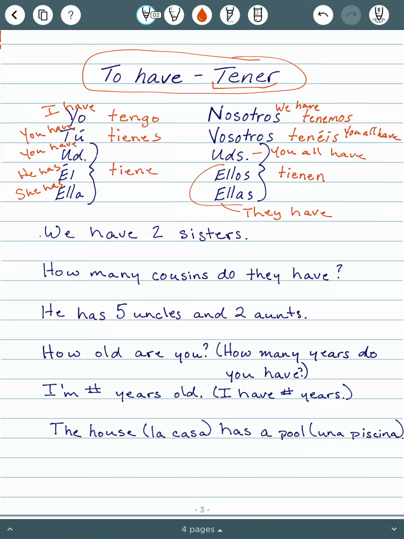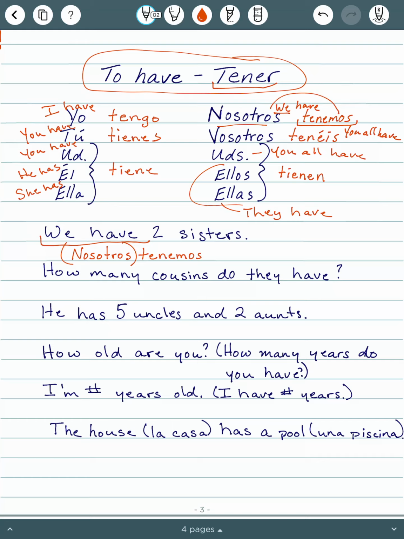If I wanted to say we have two sisters, we know we is nosotros. So I'll say nosotros. And then I just need to look on my chart. Next to nosotros is tenemos. So nosotros tenemos. Now in Spanish, you do not have to say the pronoun.